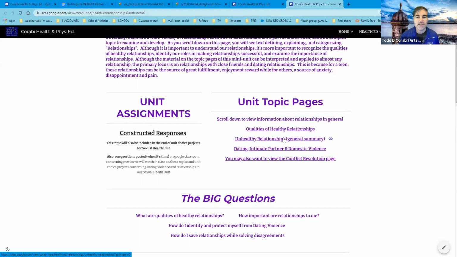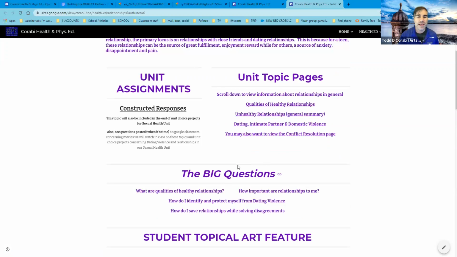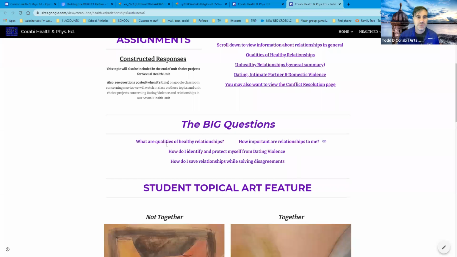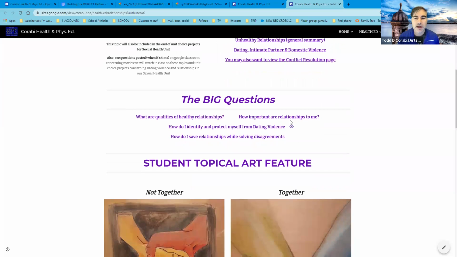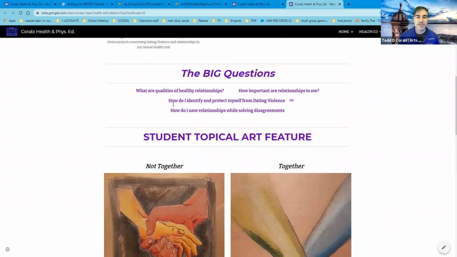Moving right along, the unit topic pages are qualities of healthy relationships, unhealthy relationships, dating, intimate partner, and domestic violence. And then you may also want to view the conflict resolution page. With that being said, the big questions are: what are the qualities of healthy relationships? How important are relationships to me? How do I identify and protect myself from dating violence? And how do I save relationships while solving disagreements?